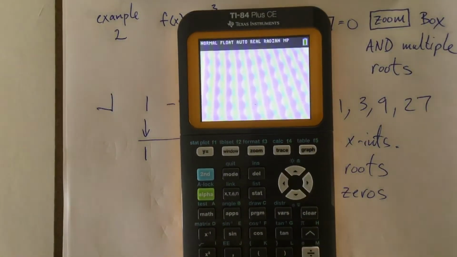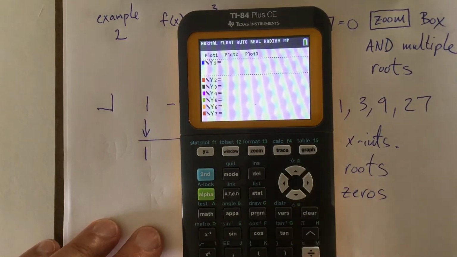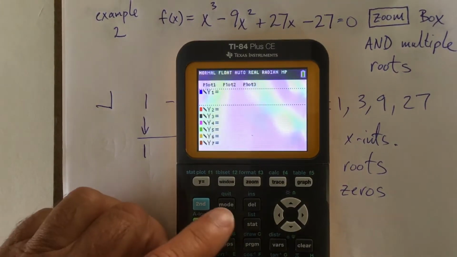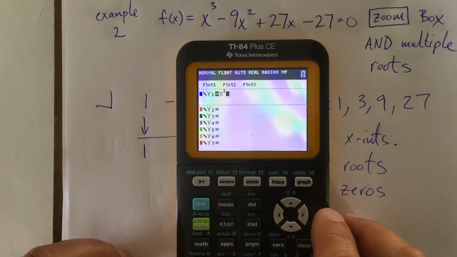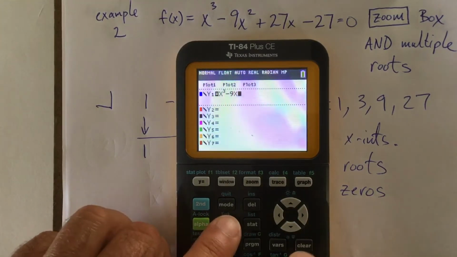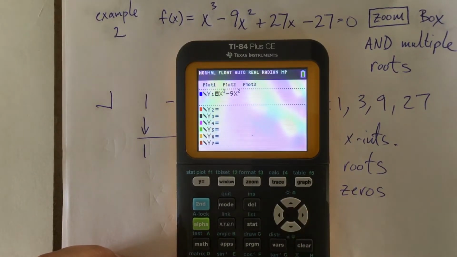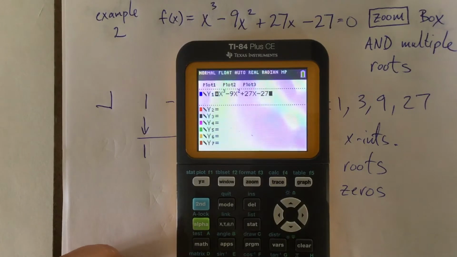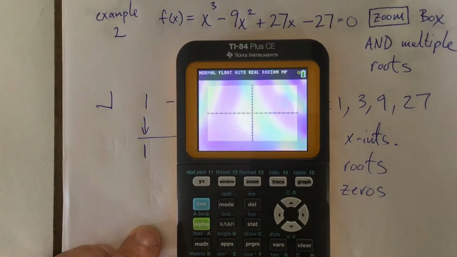So it's time to go y equals. And I'm going to get rid of the thing that was already there. So I'm going to enter in my new problem, which is x to the third. Remember, I'm in math print mode, so I'm going to have to go side arrow. Minus 9x to the second, side arrow, plus 27x, side arrow, I almost forgot that, minus 27. So I hit graph.